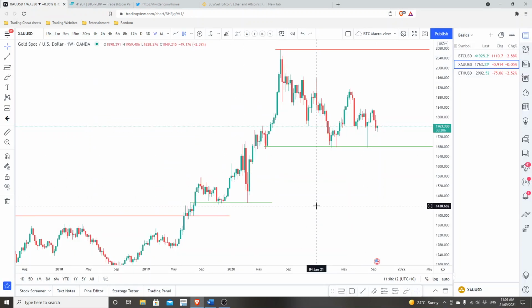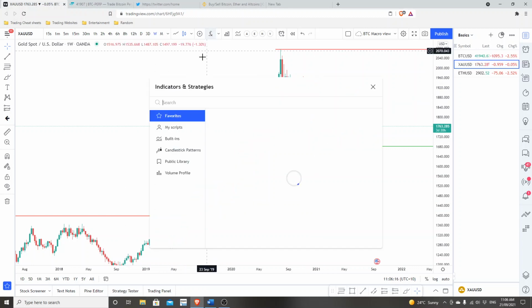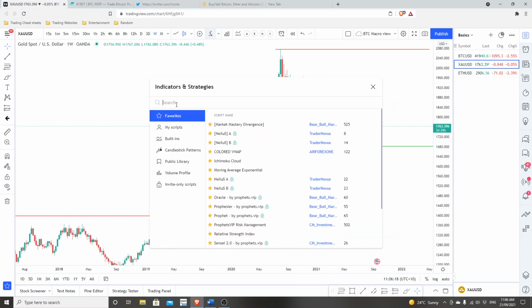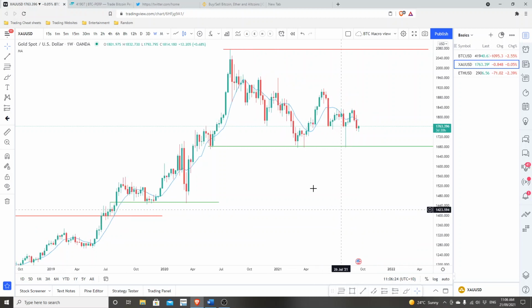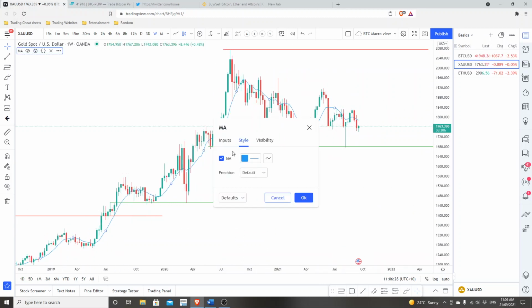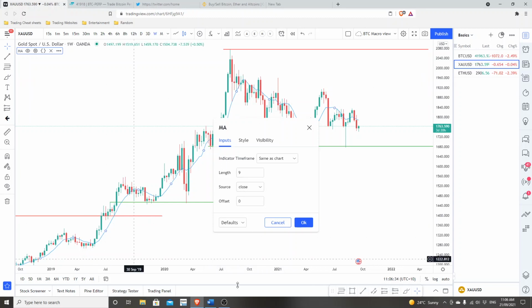Anyone that trades with moving averages will use support and resistance. Let's have a look at a moving average. It is just the average of, there you go, the last 9 candles. It averages it out and prints the average for you.